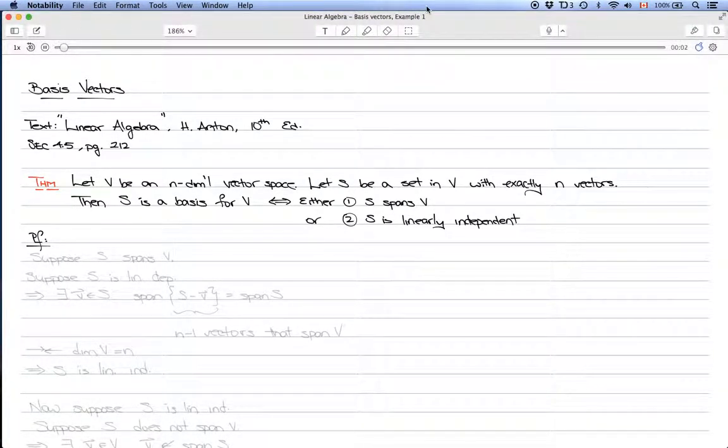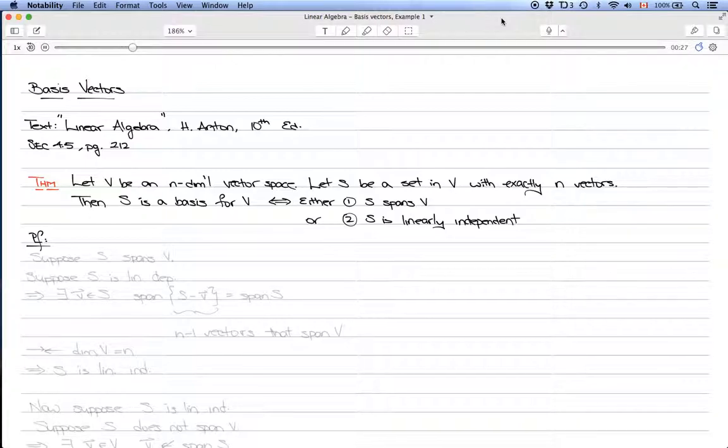In this example, we want to look at a theorem from linear algebra that describes basis vectors. So the theorem says if V is an n-dimensional vector space, we're going to let S be any set in V with exactly n vectors. The theorem then concludes that S is a basis for V if and only if either S spans V or S is linearly independent.